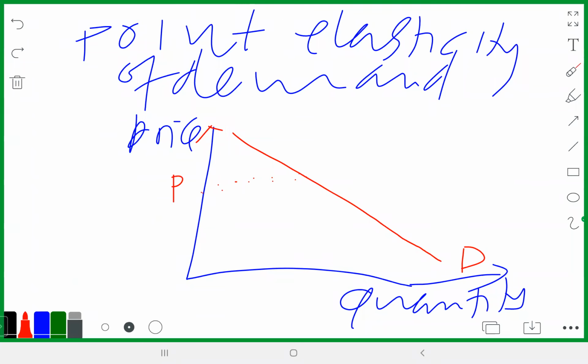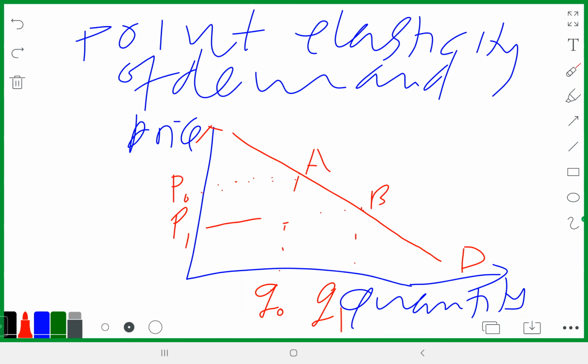Price, then you have point A. The price has reduced to P1. You have point B. There is a quantity Q naught, and the quantity Q1, right?